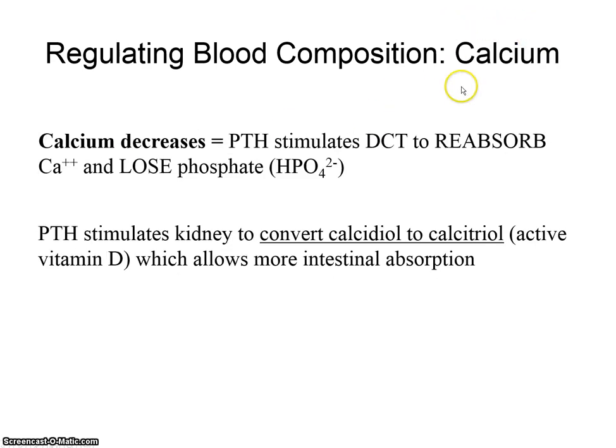Regulated blood composition of calcium. When calcium decreases, parathyroid hormone stimulates the distal convoluted tubules to reabsorb more calcium and lose phosphate. So calcium comes back, and that's because blood calcium was low. That was the reason we made parathyroid hormone, and we're just telling you how it fixes the problem. Parathyroid hormone stimulates the kidney to convert calcidiol to calcitriol, which is another way it can establish calcium homeostasis, which means we now have active vitamin D, which means we can absorb more calcium in our small intestines.